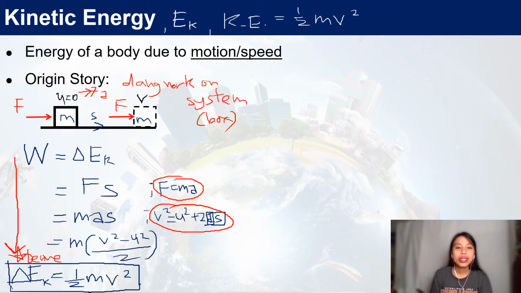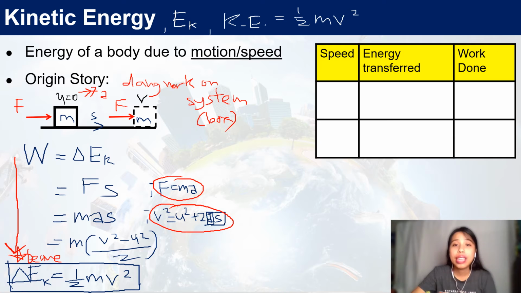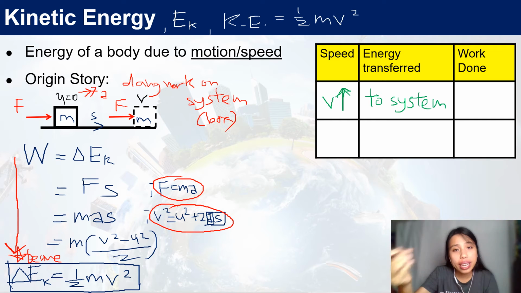Anyway, here we have a force acting, doing work on a system, getting it to go faster. So there's an increase of energy in that box, a kinetic energy increase. You can summarize that in a table like this on the right side. Firstly, if your box is getting faster, like in this case, the speed is increasing. That means there's energy transferred to the system, which is the box. So your box is gaining energy, okay?